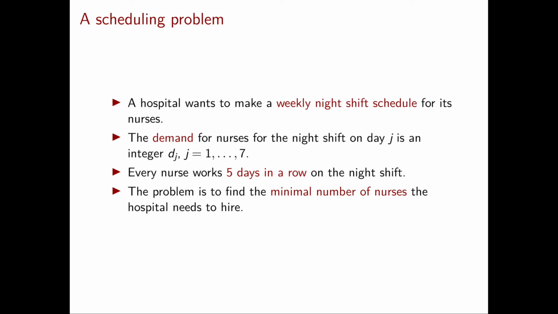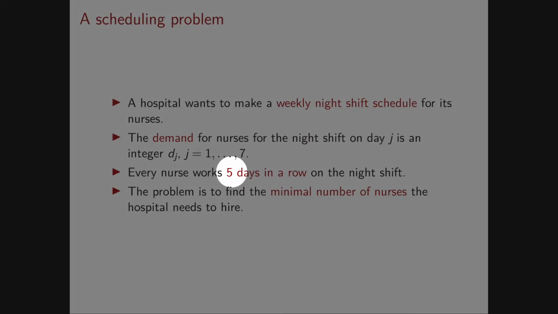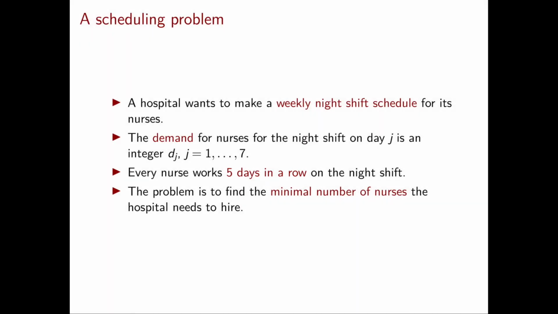An important constraint in this problem is that every nurse needs to work for exactly 5 days in a row on the night shift. And of course, the question is to find the minimal number of nurses the hospital needs to hire. As always, the first thing to do is to decide what are the decision variables. Probably the most intuitive way of defining decision variables is to have a variable x1, x2, x3 until x7, so 7 variables, and each one should represent how many nurses work in that specific day.